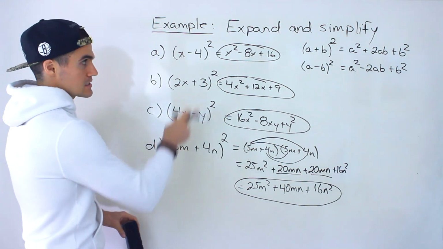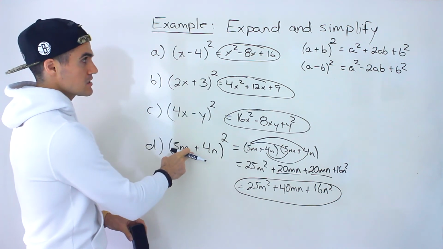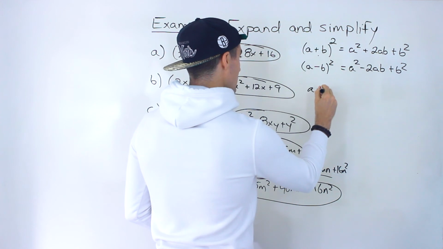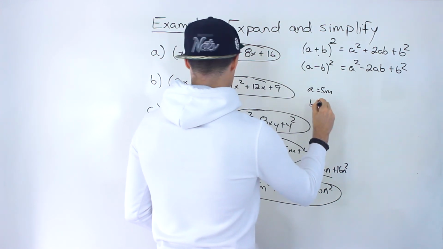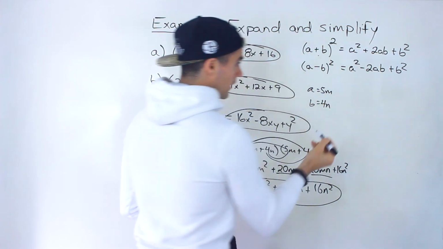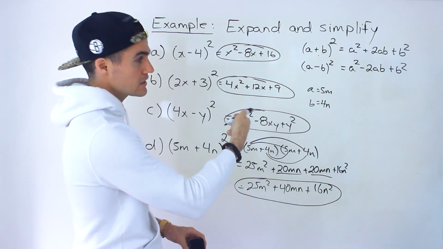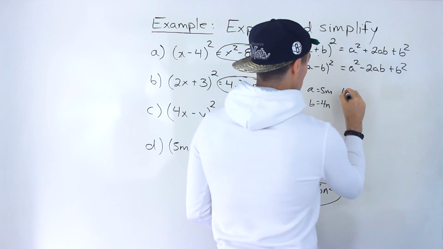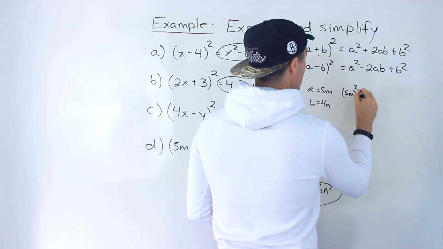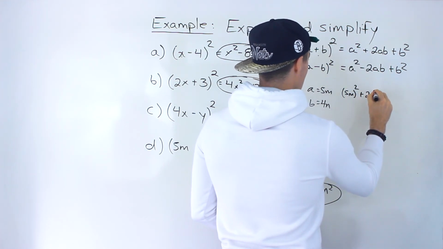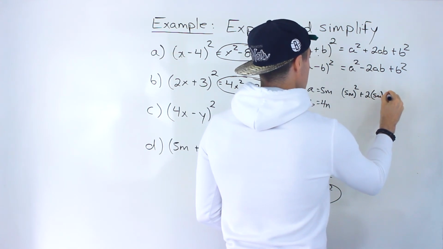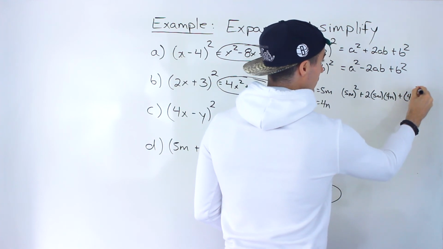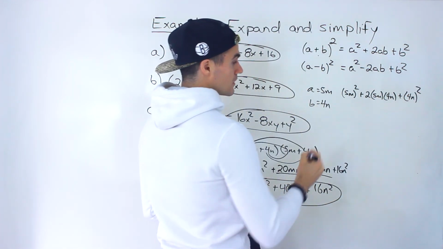And then taking this, applying it to the formulas, notice we have a plus here, so it's going to be this first formula. So notice that the a is 5m, and then the b is going to be 4n. So then we just have to plug those in into the right side of the formula. So we'd end up with a squared, which is 5m squared, plus 2 times a, which is 5m, times b, which is 4n, plus b squared, so 4n in brackets, squared like that.